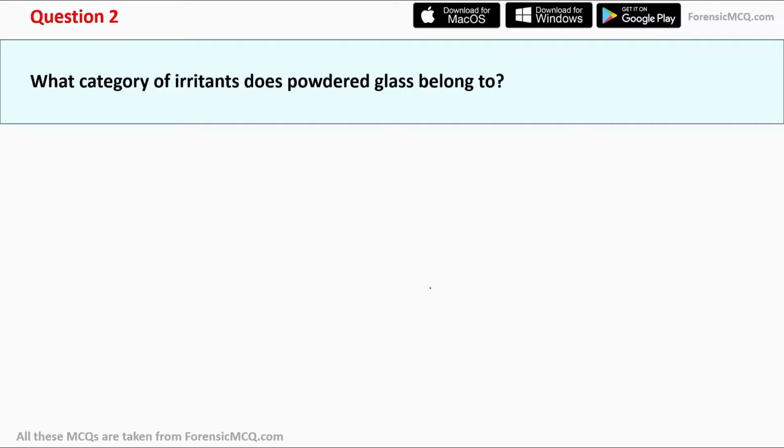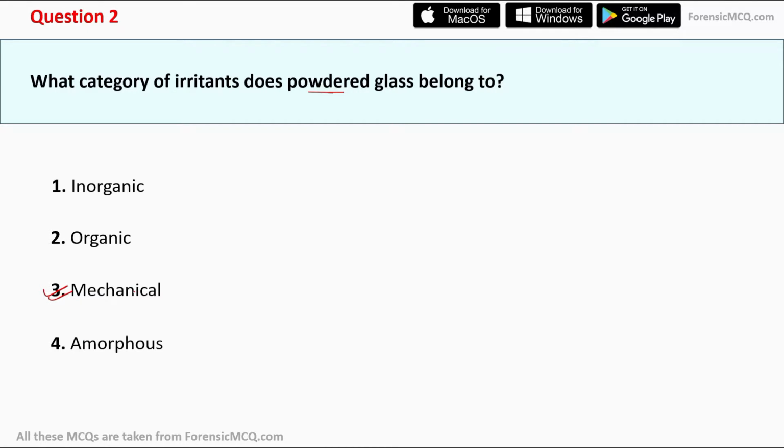Now let's move to question number 2. Question number 2 states: what category of irritants does powder glass belong to? So it talks about powder glass. Now let's check the options. First is inorganic, second is organic, third is mechanical, and fourth is amorphous. The correct answer for this question is option 3, that is mechanical.